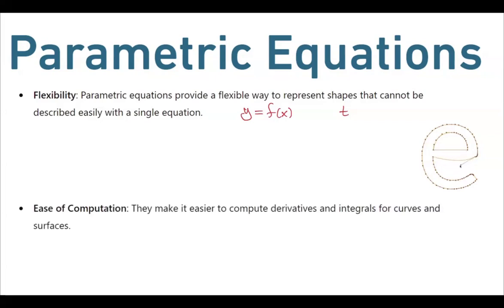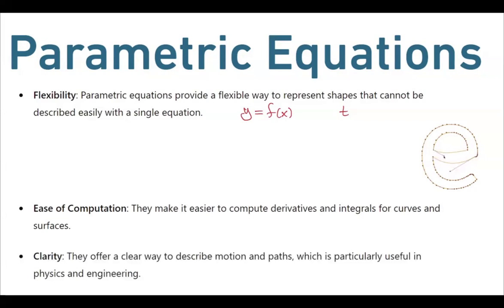Sometimes we use parametric equations because it's much easier to take the derivative, find the rate of change, or basically calculate the integrals for curves and surfaces. It also provides clarity for us. They provide a clear way to describe motion and paths, which is particularly useful in physics and engineering.